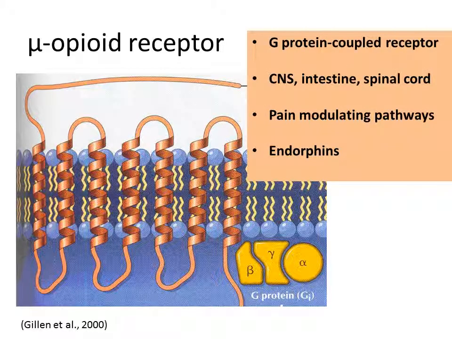There are 4 different types of opioid receptors, but the specific target of codeine is the mu-opioid receptor, which is a G protein coupled receptor.